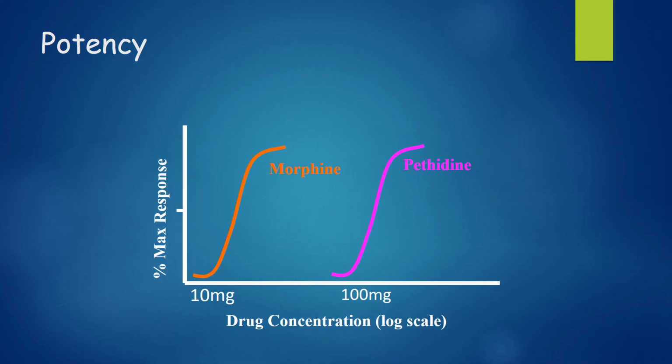Here you can see the comparison of the potency of morphine and pethidine. Consider this line, which denotes the maximum response. Morphine at 10 milligram itself has produced this much response, and for the same response pethidine needs 100 microgram. So comparing that, which is more potent? The one which has the lower amount, that is morphine. 10 milligram itself has produced this maximum response. So morphine is more potent.